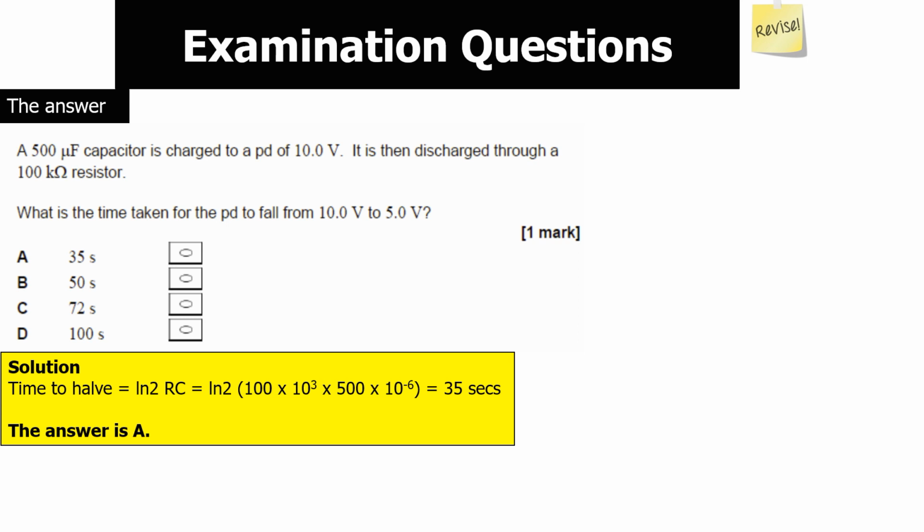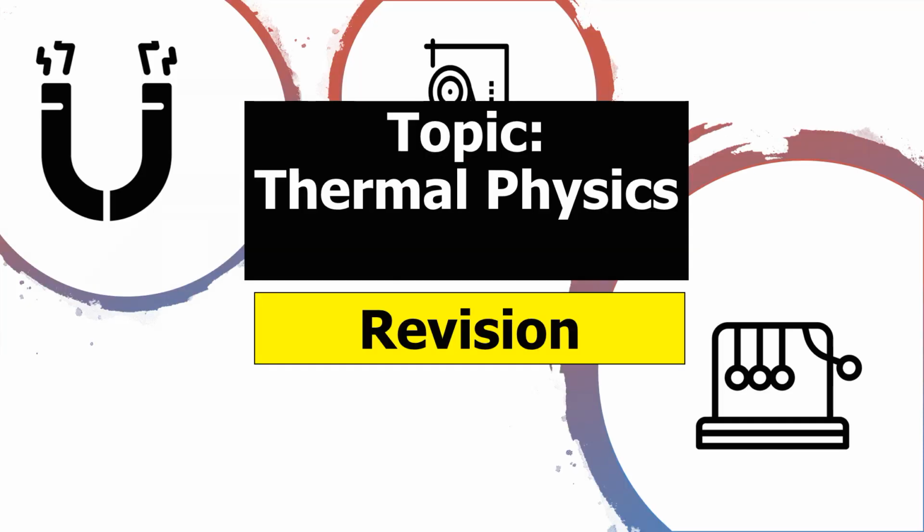So we can do log 2 times the resistance, which is 100 times 10 to the 3, because we go from kilo ohms to ohms, times 500 times 10 to the minus 6, because we go from microfarads to farads. So we pop that through and we get 35 seconds out. The answer is A. Let's now have a look at some questions concerning thermal physics.